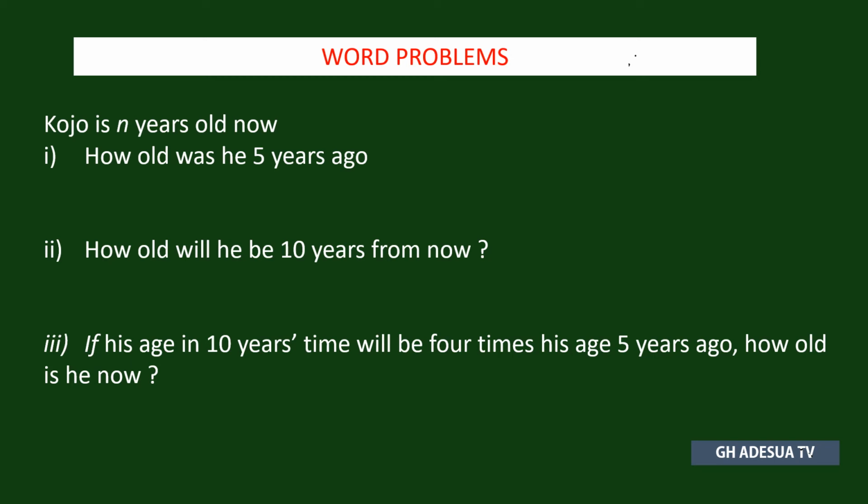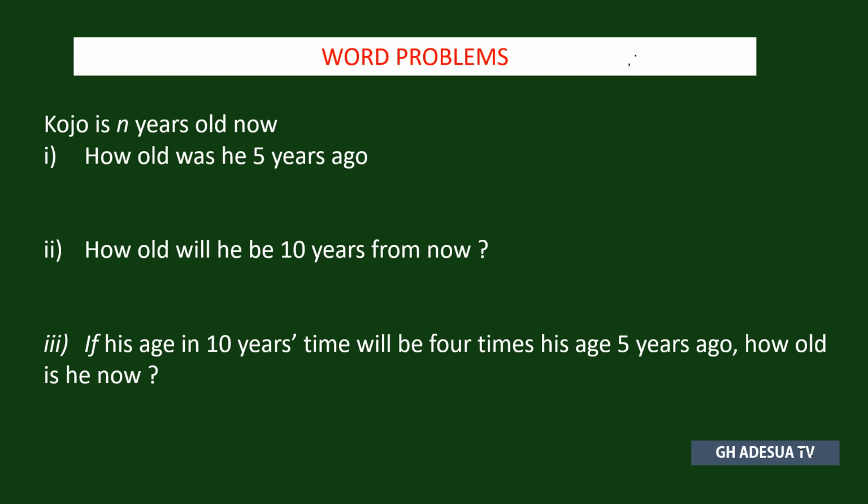How old was he 5 years ago? So 5 years ago, he was 5 years old. Now, how did you get that 5 years old? You subtracted this 5 years ago from his current age of 10 years. Let me use another number. So Kojo is 12 years old now.